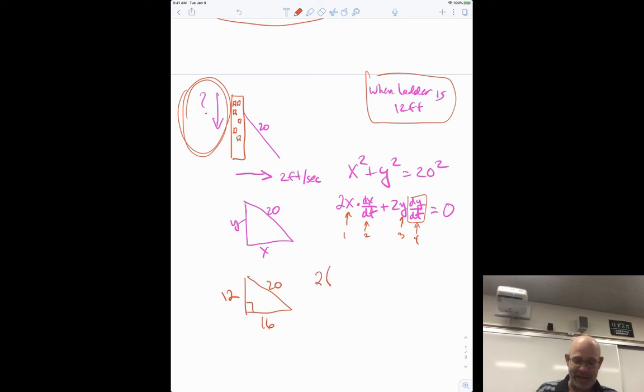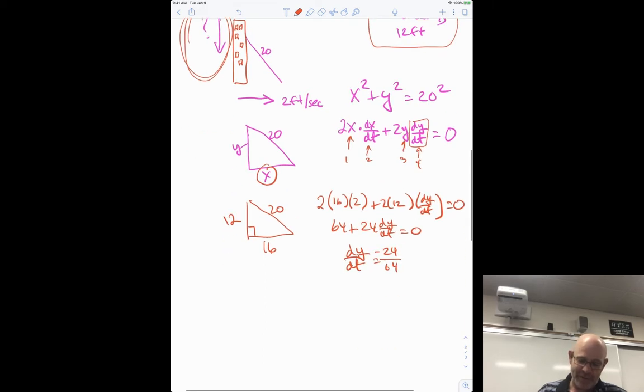So it's 2 times x. x is 16, times dx dt, which is 2, plus 2 times y, which is 12, times dy dt, which is what I'm looking for, equals 0. It's just an algebra equation to solve now. What do we got? 64 plus 24 dy dt equals 0. So I believe dy dt equals negative 64 over 24.